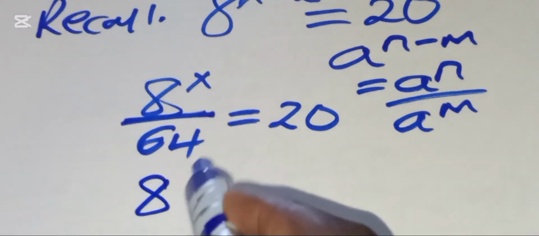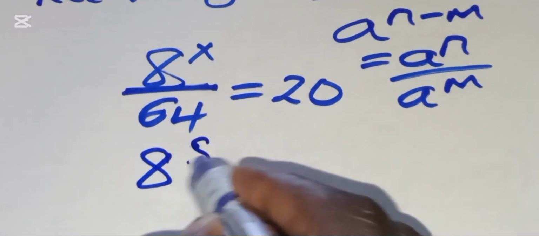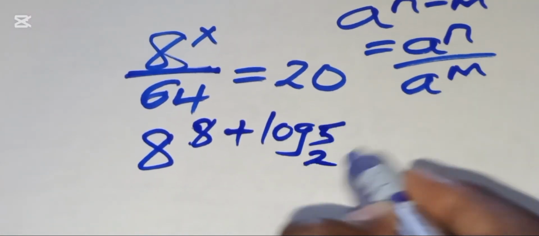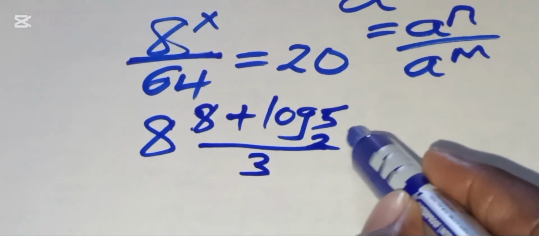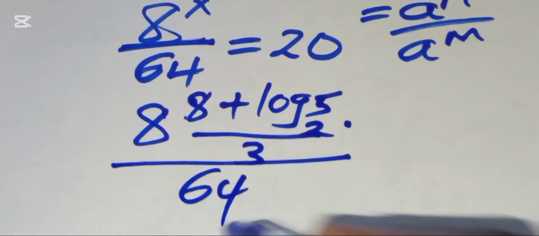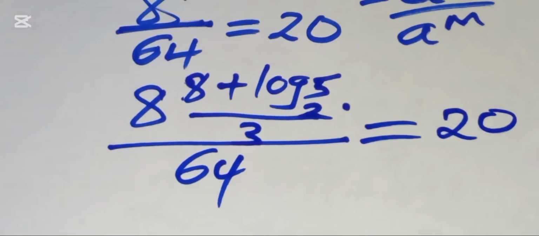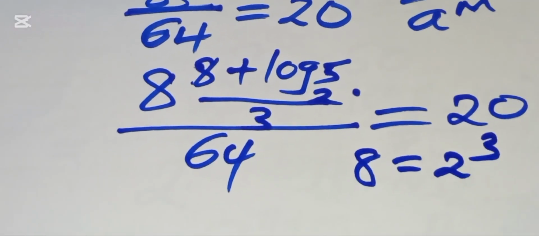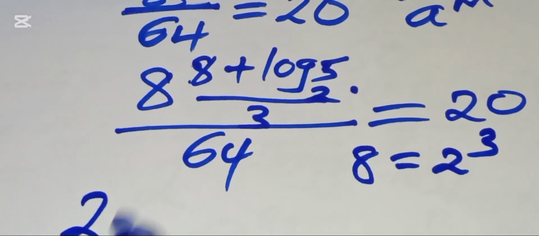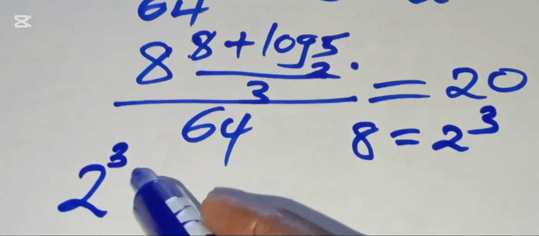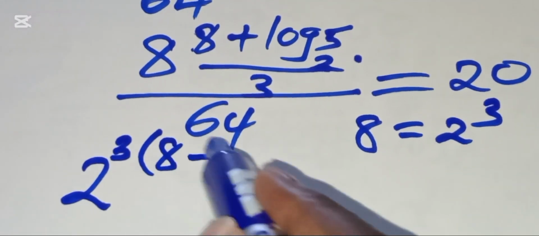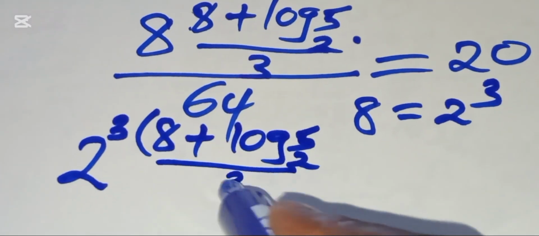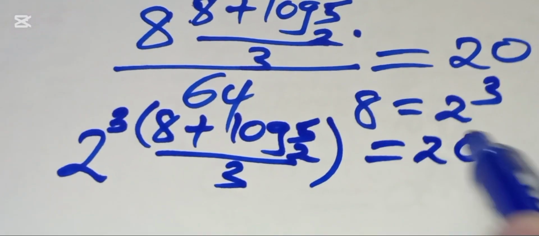We will have 8 raised to the power, now the value of x is 8 plus log 5 to base 2, divided everything by 3, divided by 64. This is supposed to give us a value of 20. Now we can express 8 as 2 raised to the power 3. So we'll have 2 raised to the power 3, into the bracket we'll have 8 plus log 5 to base 2 divided by 3. This should give us a value of 20.